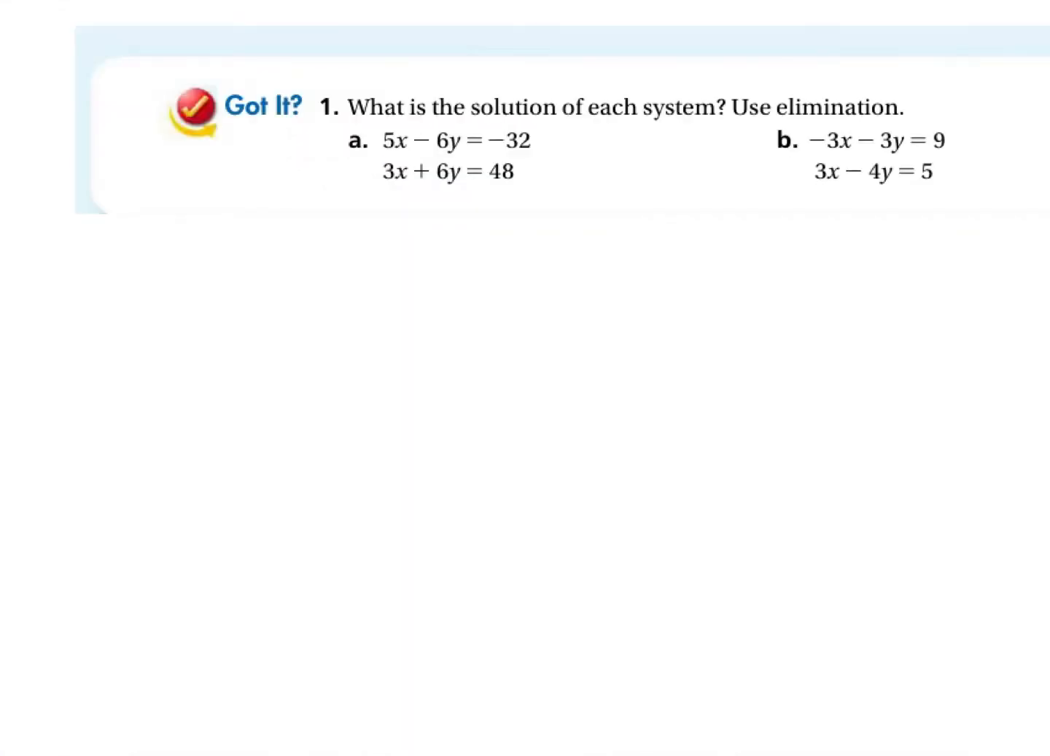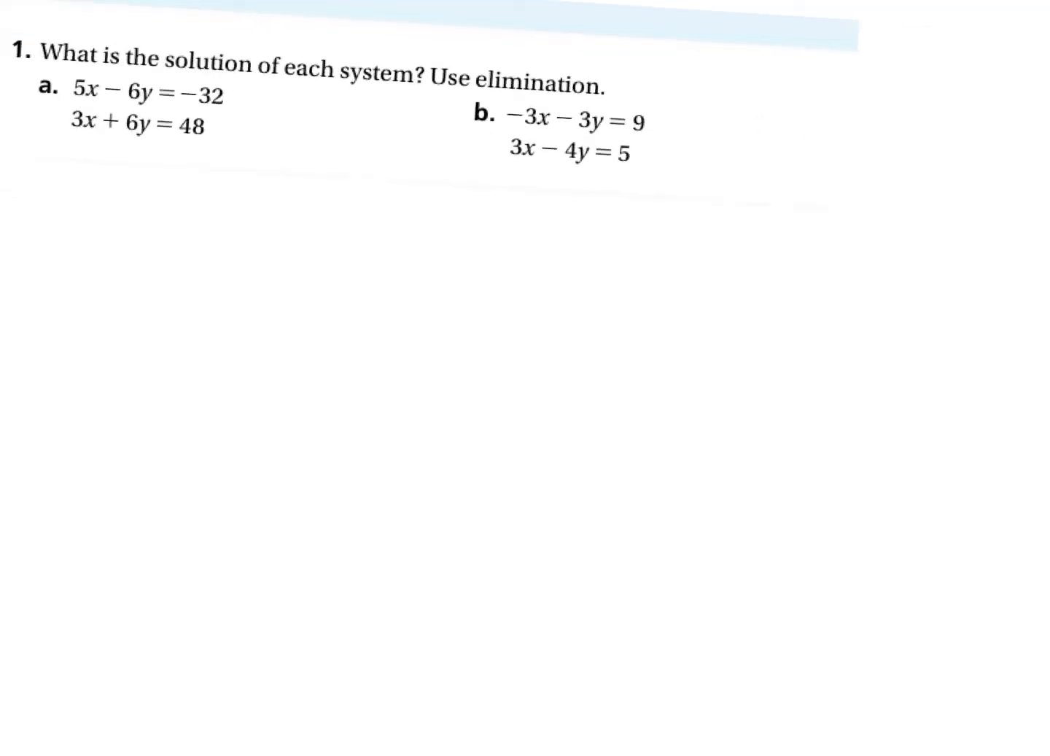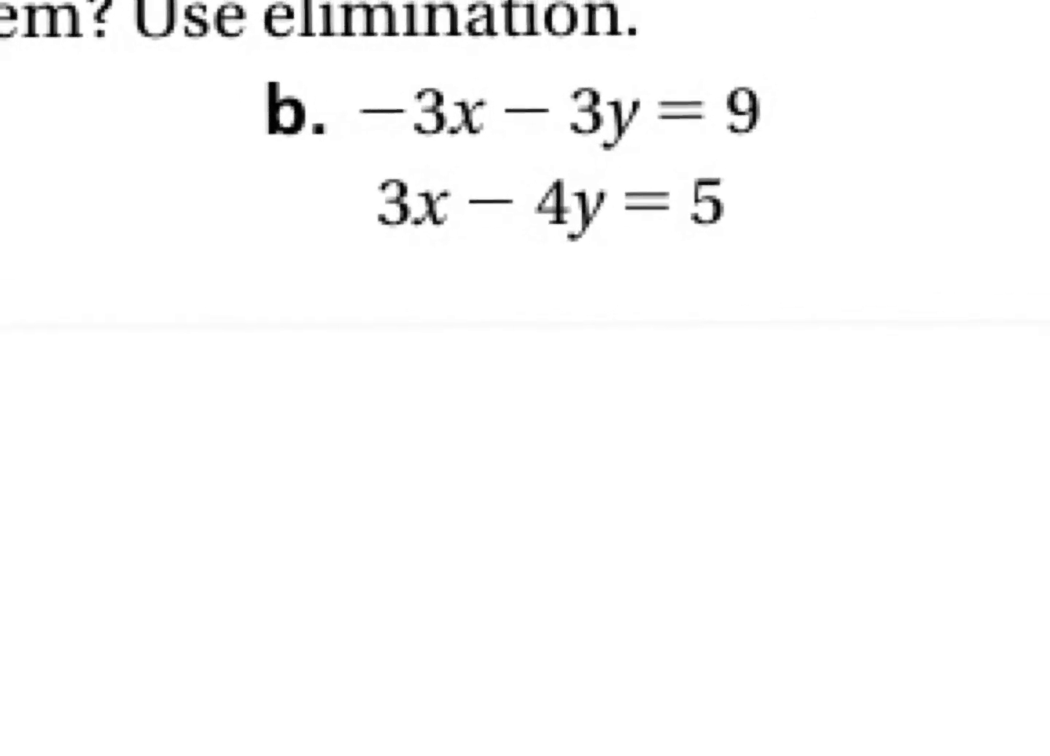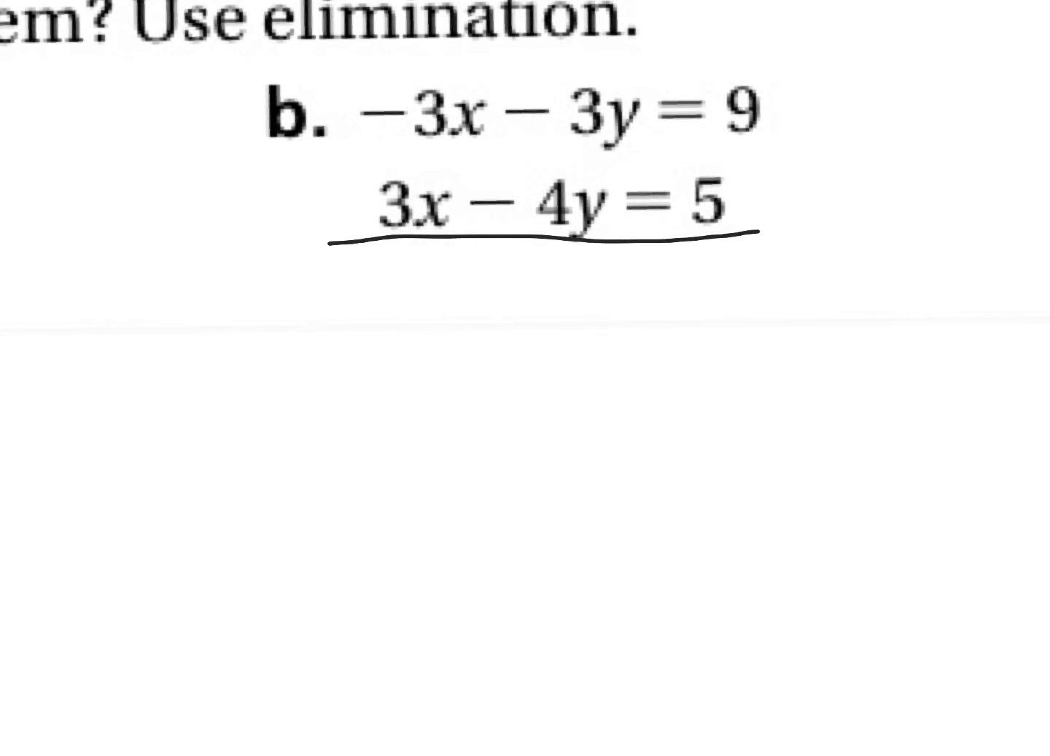So if you look at the Got It 1, we're going to just look at part B on this problem. Just for a little variety, on part B the x terms are actually opposites of each other. So it doesn't matter if it's y's or x's. If they're opposites, then we can get those to cancel.